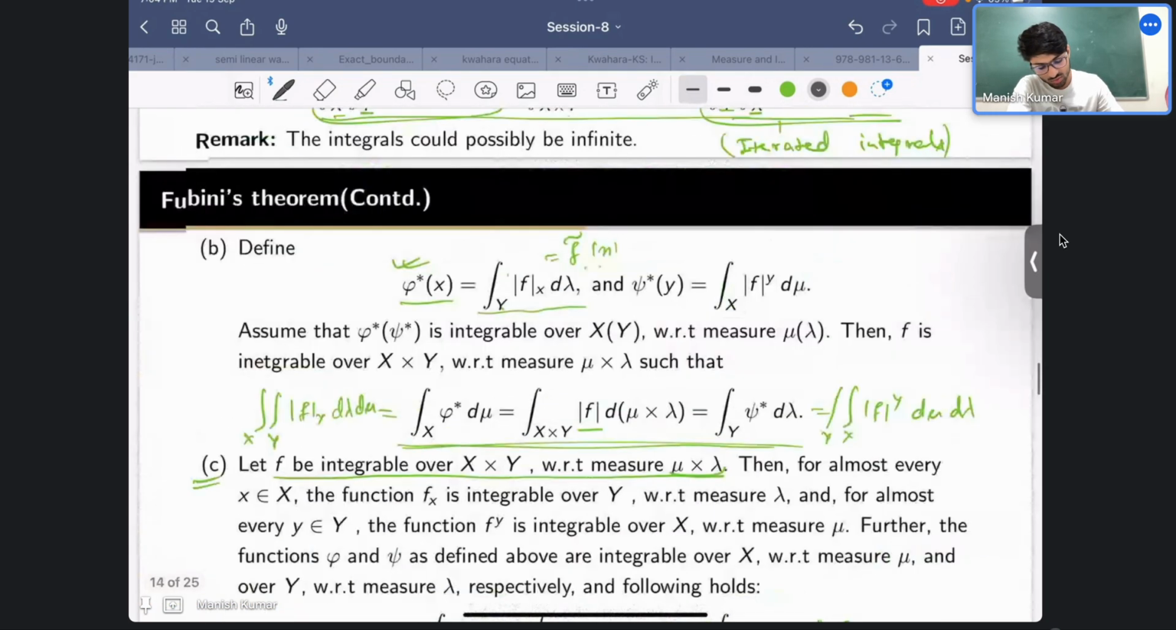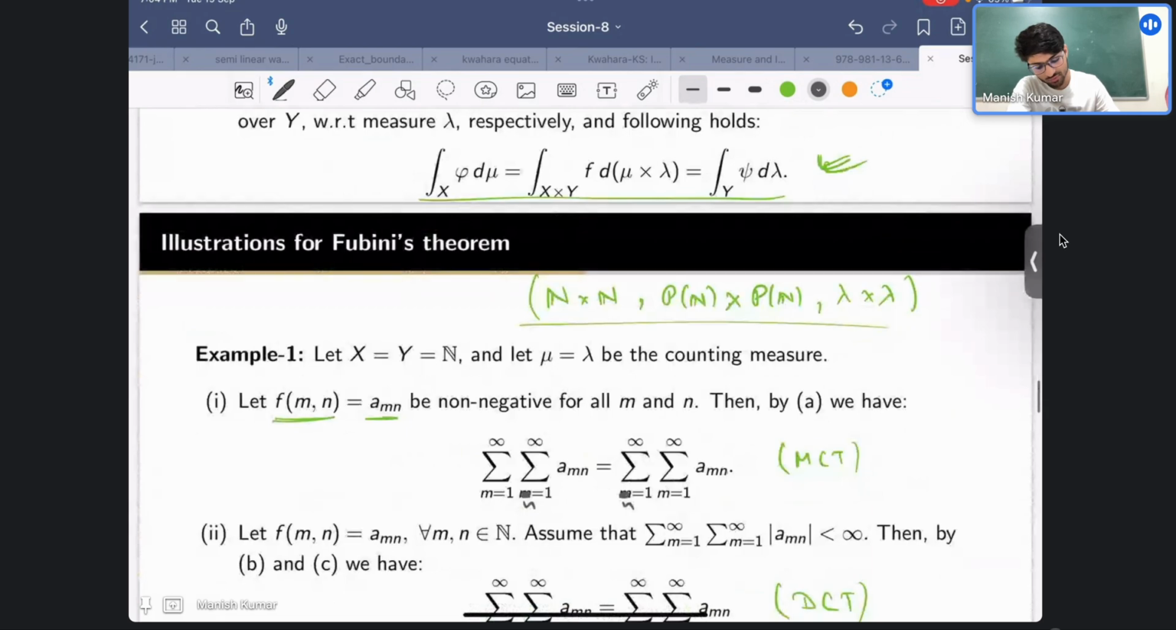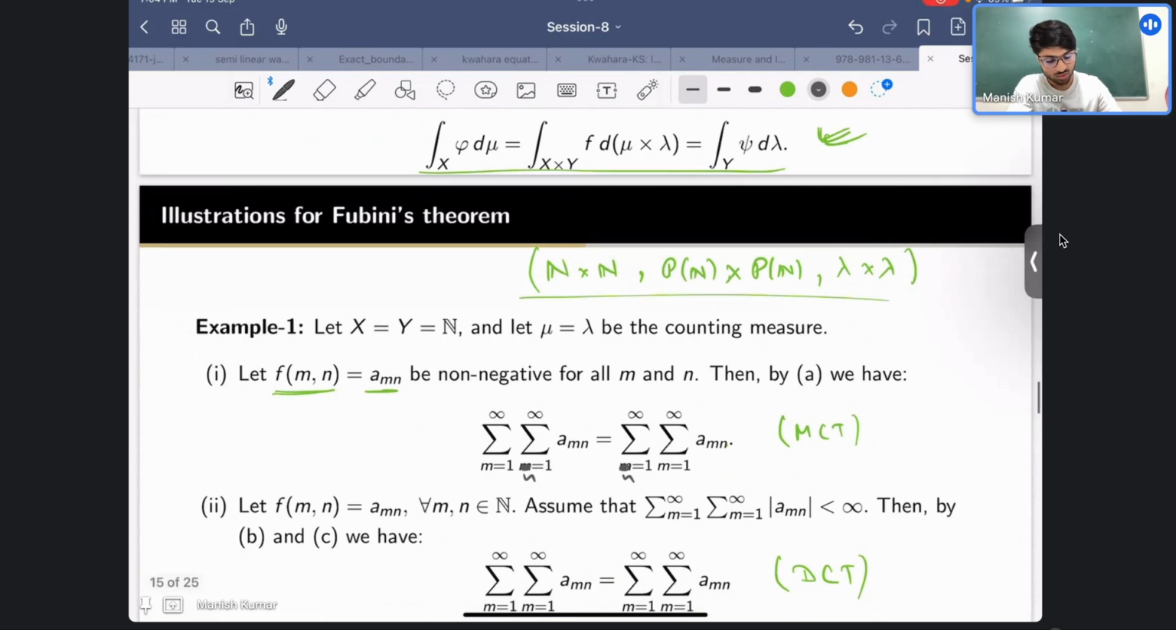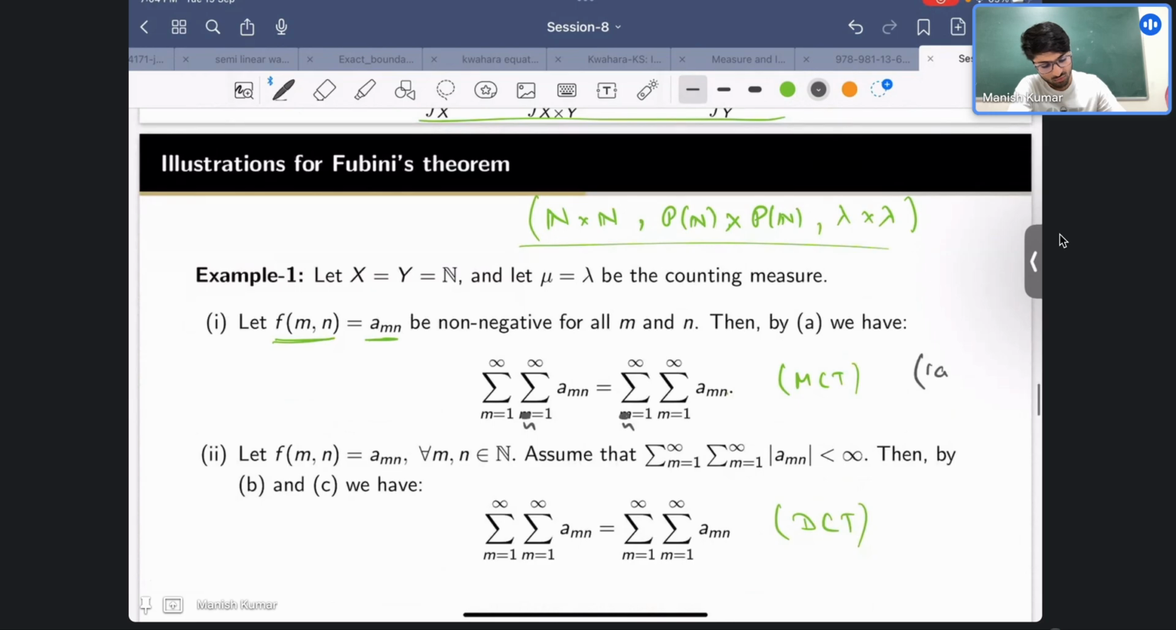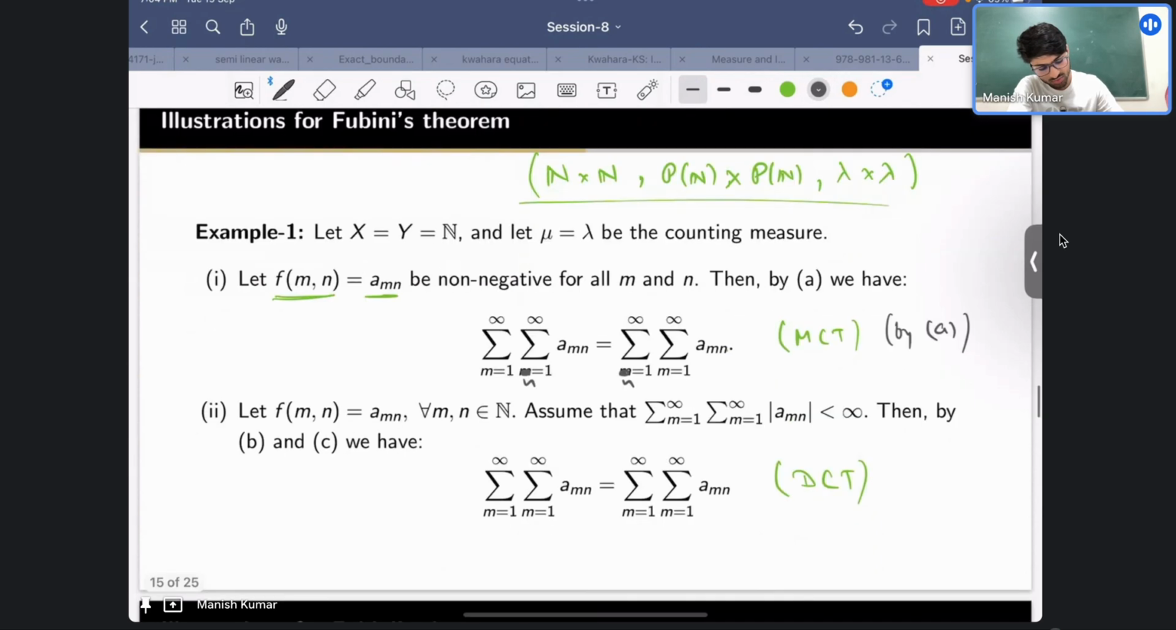So you just have to put this function and consider that the measure we are considering is the counting measure. In counting measure, the integration changes to summation, okay. So that's all. This is nothing but an application of Fubini's theorem. This is by part a, and this one is by part c.